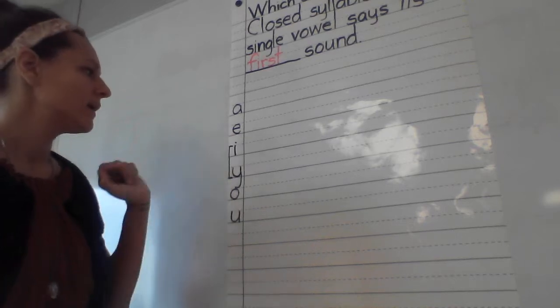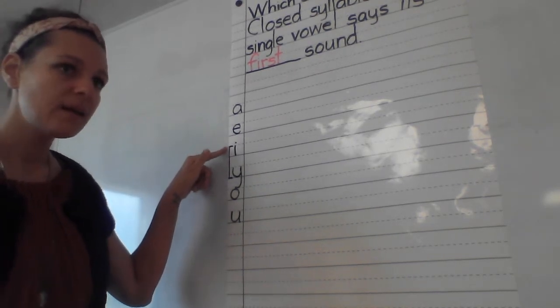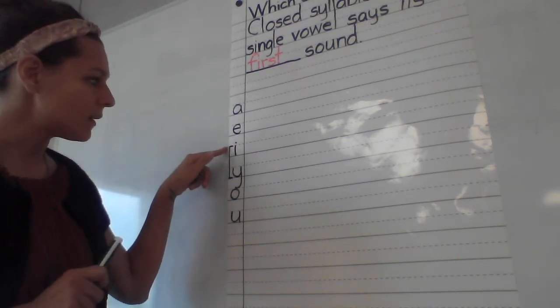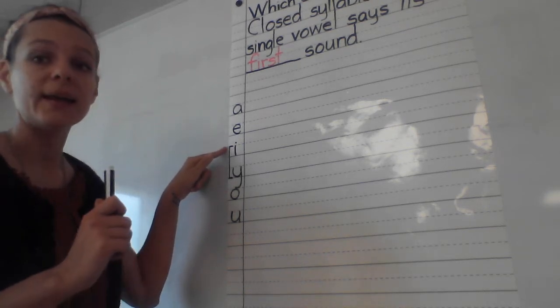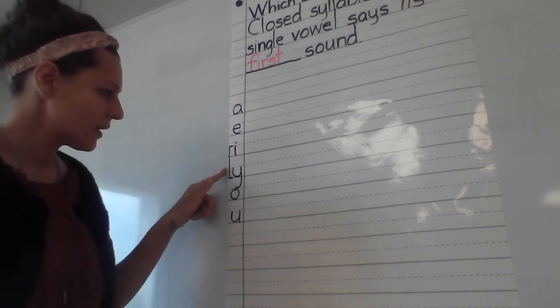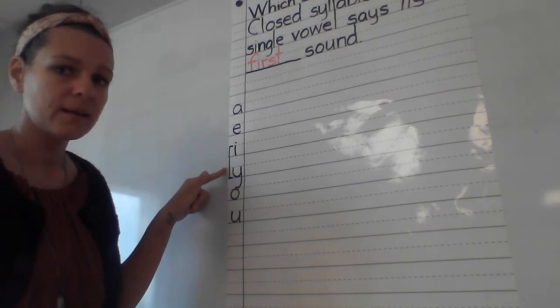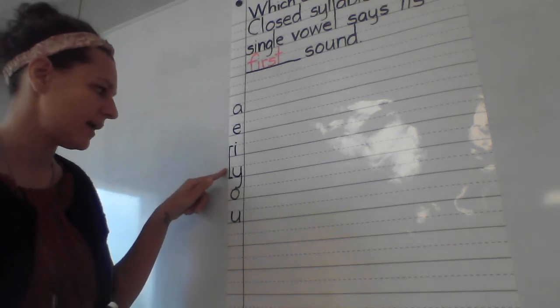Good, eh. What are all of the sounds of this one? Good, I, e. And in a closed syllable, what would it say? Very good, I. All right, this one, what are its vowel sounds? All right, good, I, e.